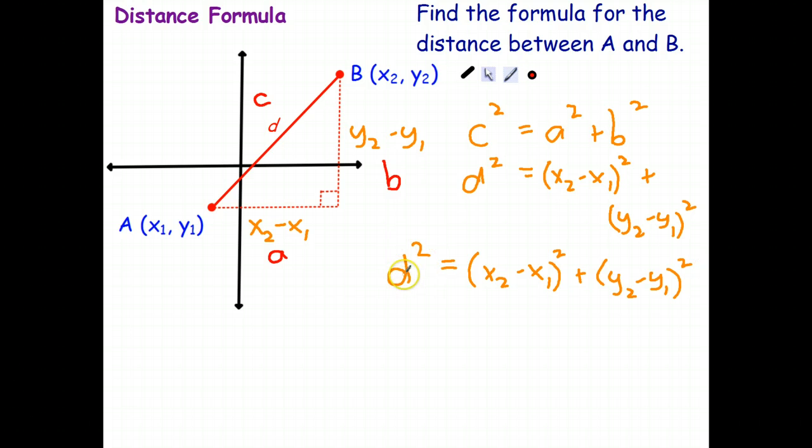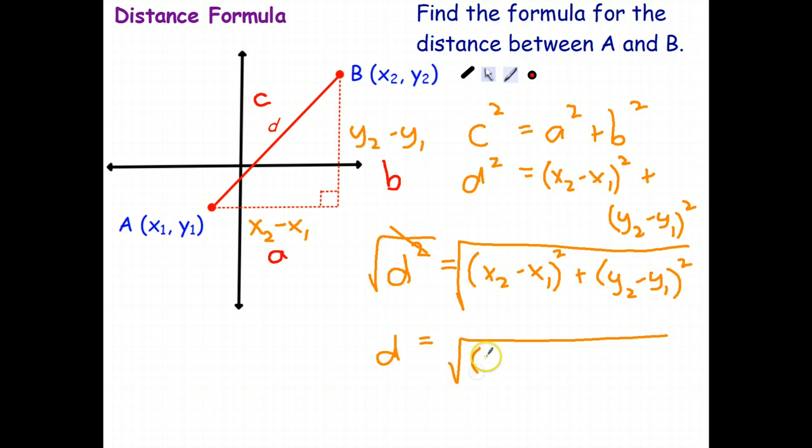And finally, to find out what D is, we have to take the square root of that side, and therefore we have to take the square root of that side. And that gives us our distance formula. Distance is the square root of, in brackets, x sub 2 minus x sub 1 all squared plus, in brackets, y sub 2 minus y sub 1 all squared. And that formula can be used to find the distance between any 2 points on a number plane.